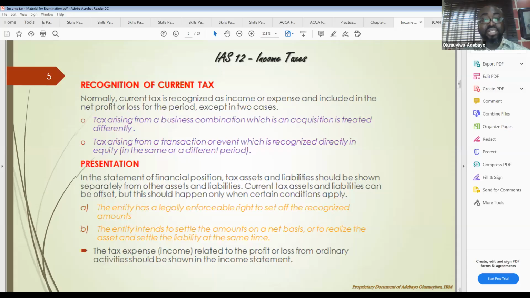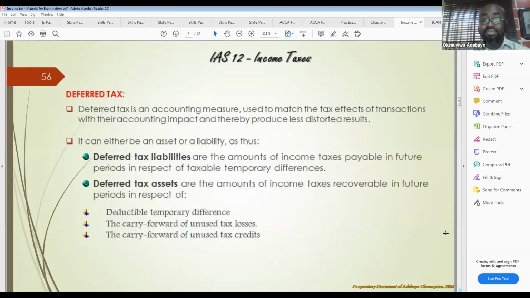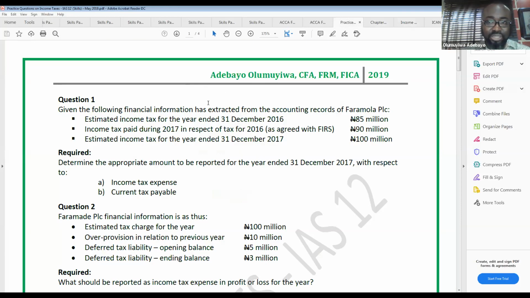Now that's what we try to explain there. Now let me take you to a simple practice question. Now let me give you these two practice questions, Question 1 and 2. Can we solve it side by side?